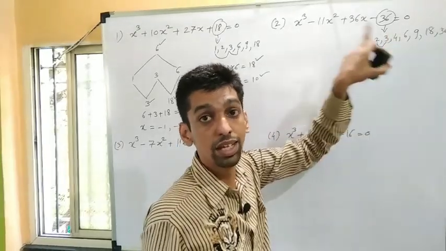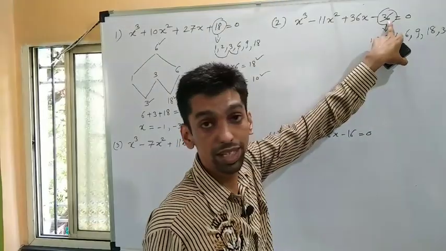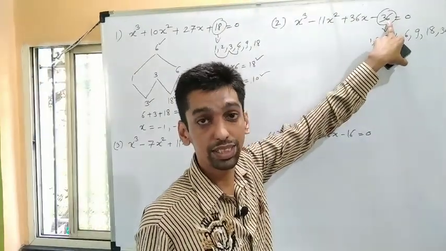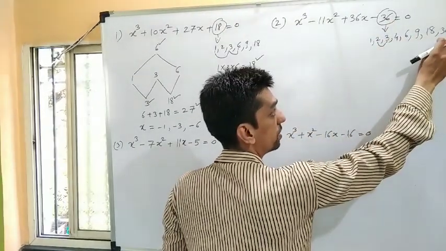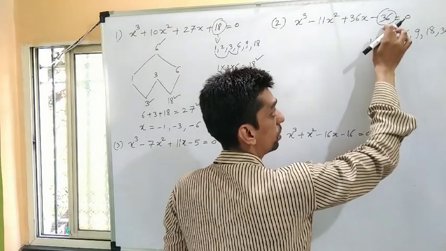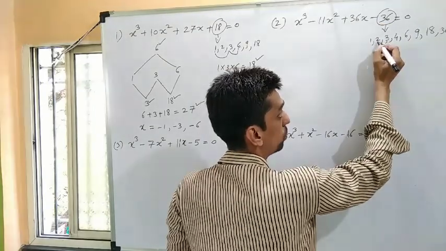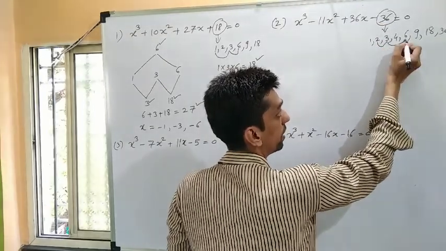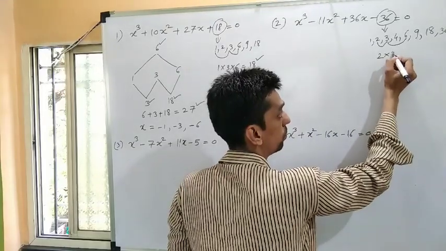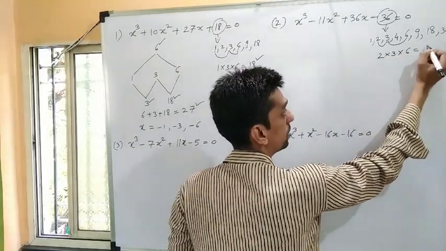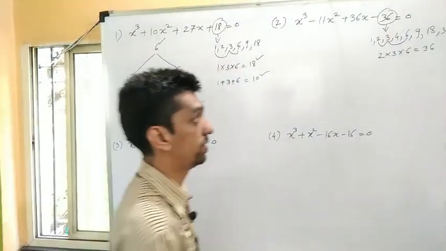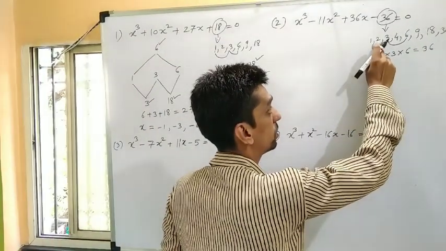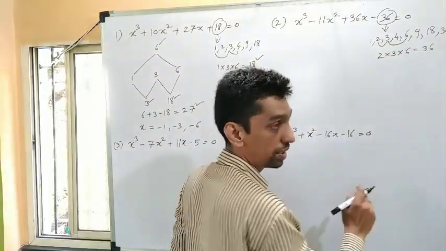in such a way that its multiplication must be the constant term of the given equation, that is 36. So select 3 numbers out of these factors in such a way that its multiplication is 36. So if I select 2, 3 and 6, so see here 2 into 3 into 6 is equal to 36. So the first condition is satisfied. I have selected 3 numbers 2, 3 and 6, so its multiplication is 36.